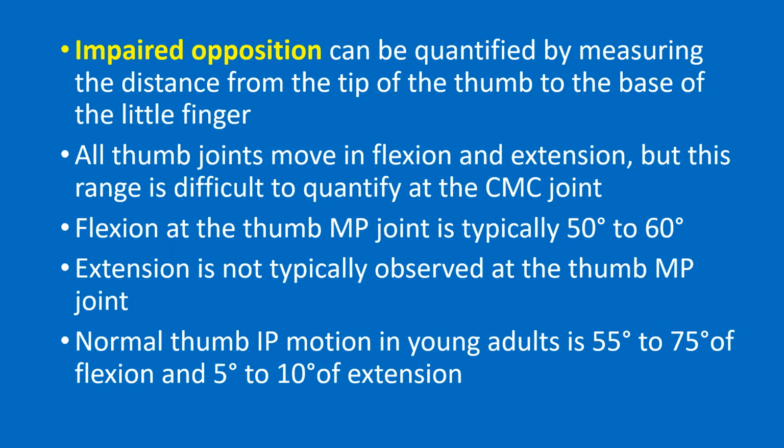Impaired opposition can be quantified by measuring the distance of the tip of the thumb to the base of the little finger. All thumb joints move in flexion and extension, but this range is difficult to quantify at the carpometacarpal joint. Flexion at the thumb MP joint is typically 50 to 60 degrees. Extension is not typically observed at the thumb MP joint. Normal thumb interphalangeal motion in young adults is 55 to 75 degrees of flexion and 5 to 10 degrees of extension.